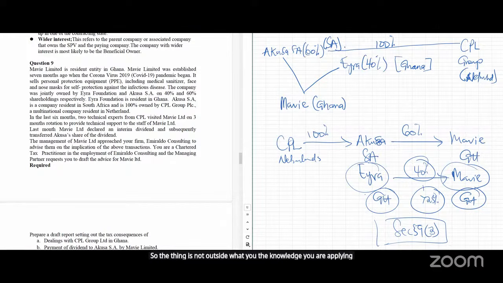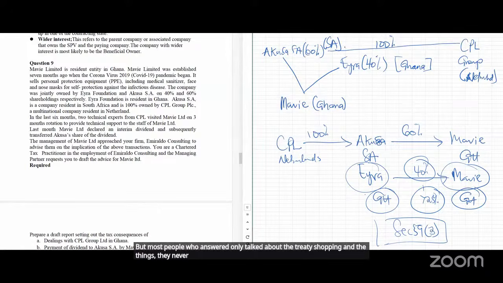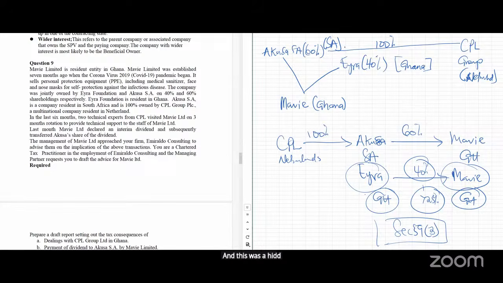But most people who answered only talked about the treaty shopping and the like. They never even saw this one coming. And this was a hidden gem in there. This was a bright prize in there.